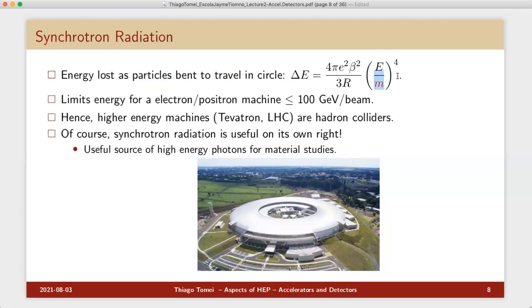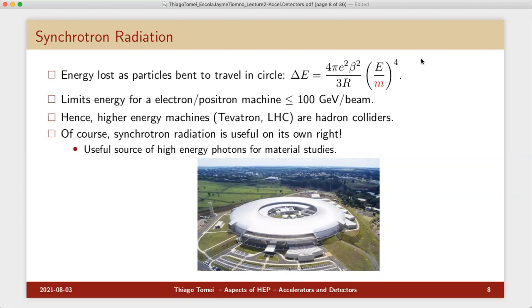And this m, namely this 1 over m to the 4th, is our bane, because this means that for light particles, we lose a lot of energy. So for electrons, we lose a lot of energy to Bremsstrahlung. And we don't want to do that. Remember, we want to accelerate the particles. So for us, it's a problem.